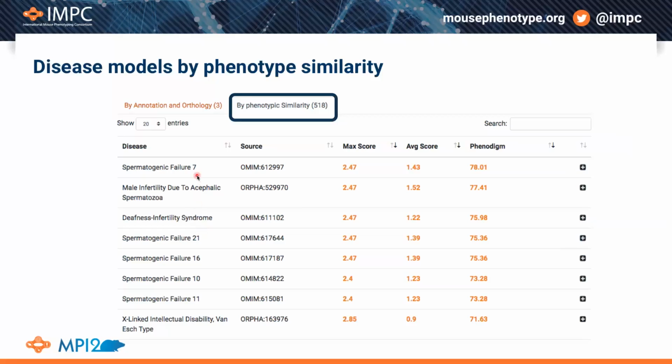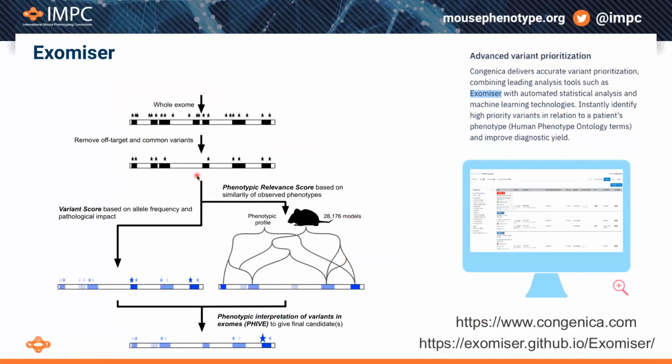My colleague Damien with Monarch has developed a tool called Exomiser, which takes the typical route to find rare disease variants in human disease populations. That means taking the whole exome, removing off-target and common variants, then taking the variants that are left over and scoring them by the phenotypic profiles of model organisms for the genes they're in. It comes back with a prioritized list of variants from a patient that otherwise had several good variants that could be considered.